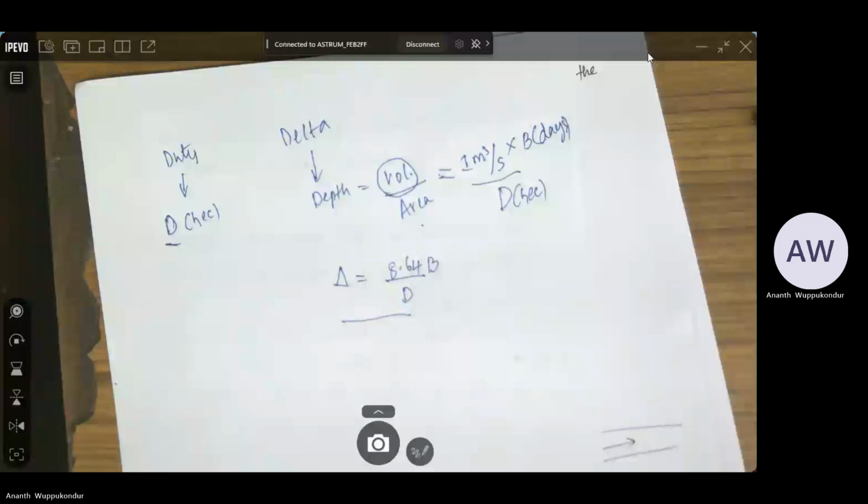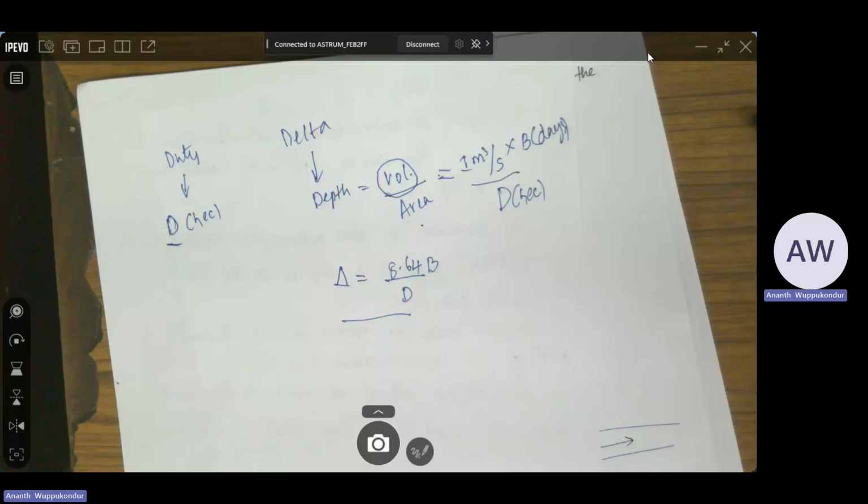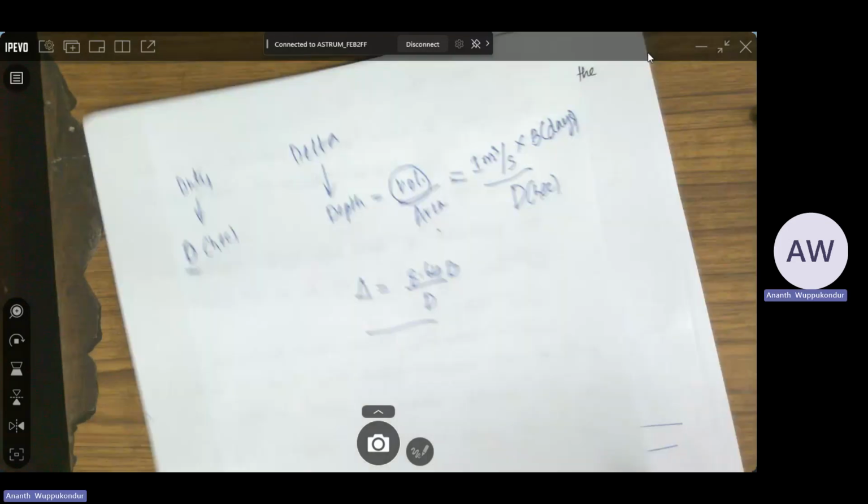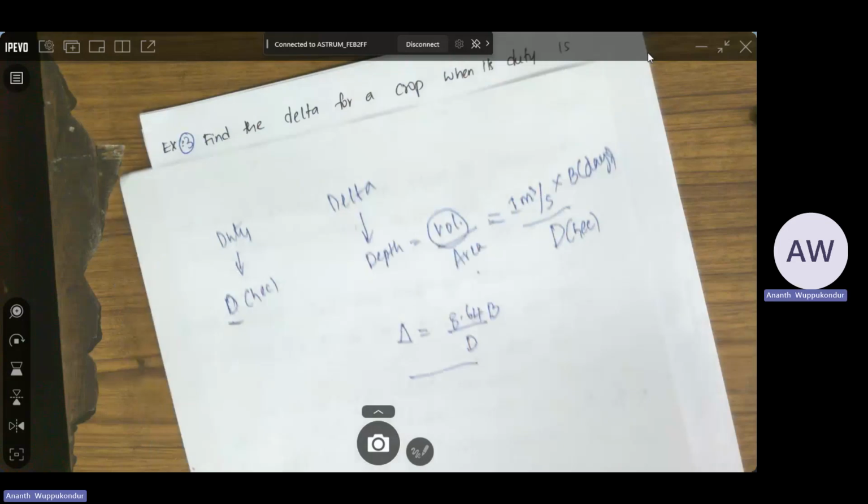Is it right? Is it okay? Right? So this is the relation between... now since... can we do this?